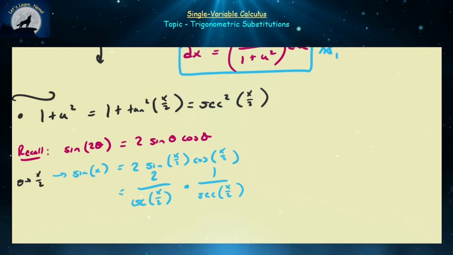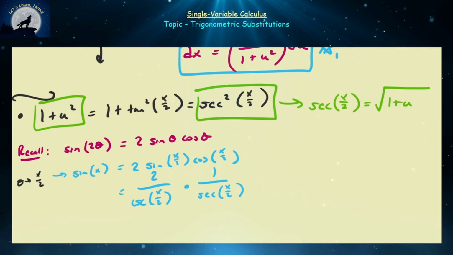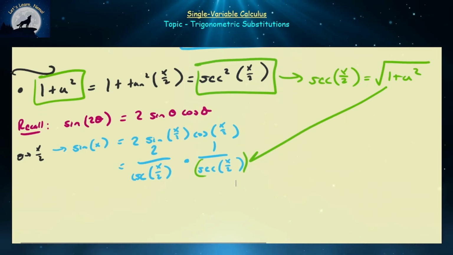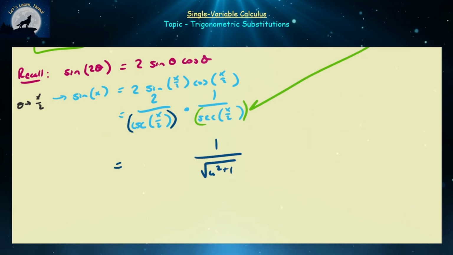And then what are we going to have? Well, secant of x over 2 is just going to be equal to the square root of 1 plus u squared from this identity. Right? So we can actually just replace that in this particular expression. And using some other identities that you should already know, you should be able to find an equivalent representation of the cosecant of x over 2 also in terms of u only. So if I replace that, that's going to be equal to 1 over the square root of u squared plus 1 for the first term.